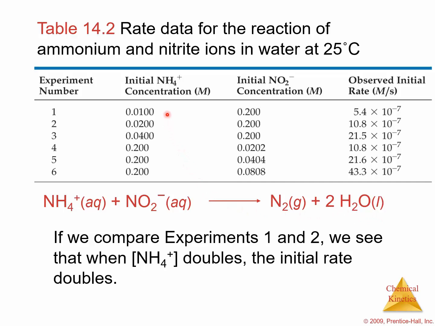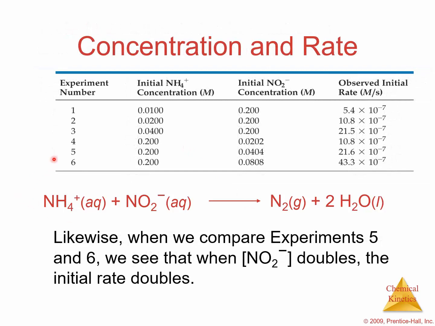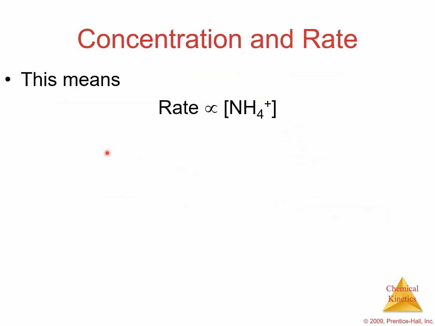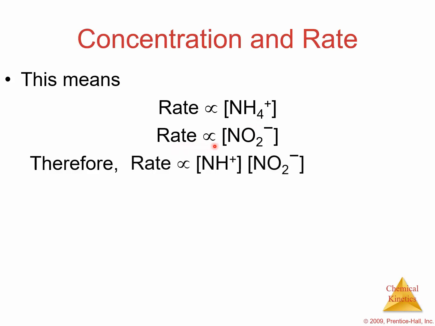So the order of NH4 plus is 1. Also, if we compare experiments 5 and 6, fixing the concentration of NH4 plus and doubling the concentration of NO2 minus also doubles the rate. So the reaction order for NO2 minus is also 1. So here we can say that the rate is directly proportional to the NH4 plus concentration, and the rate is proportional to the NO2 minus concentration.